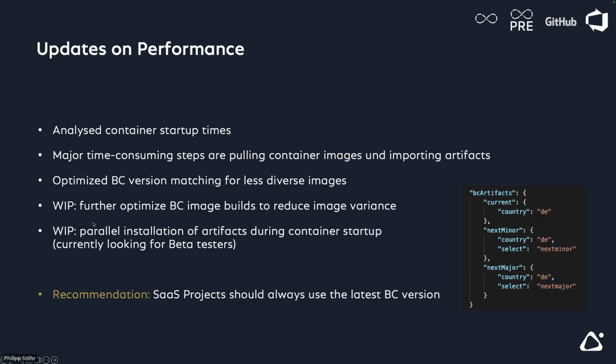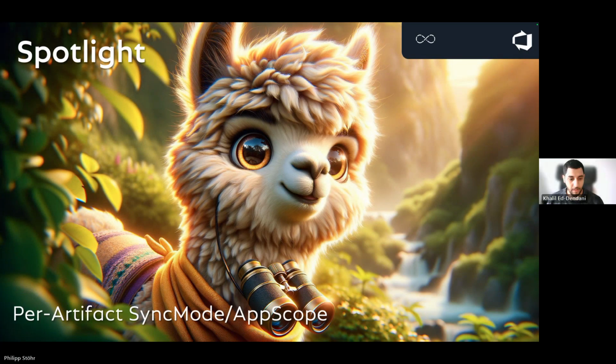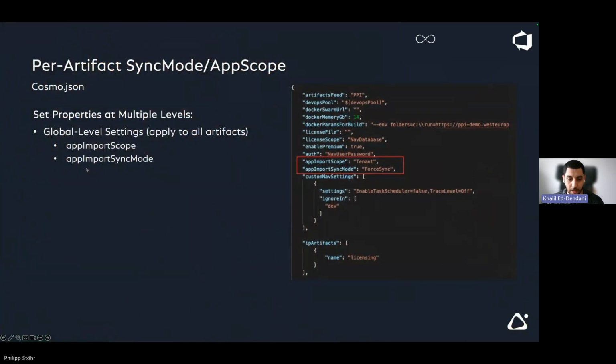Next up is the per artifact SyncMode. Khalil will present it. Hello together. Now we will present you a new feature in our configuration model, that is the ability to set import properties in the Cosmo JSON globally and per artifact.